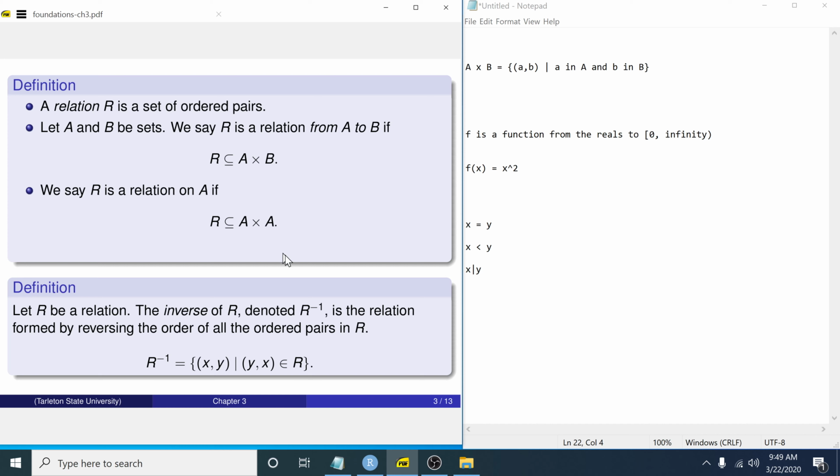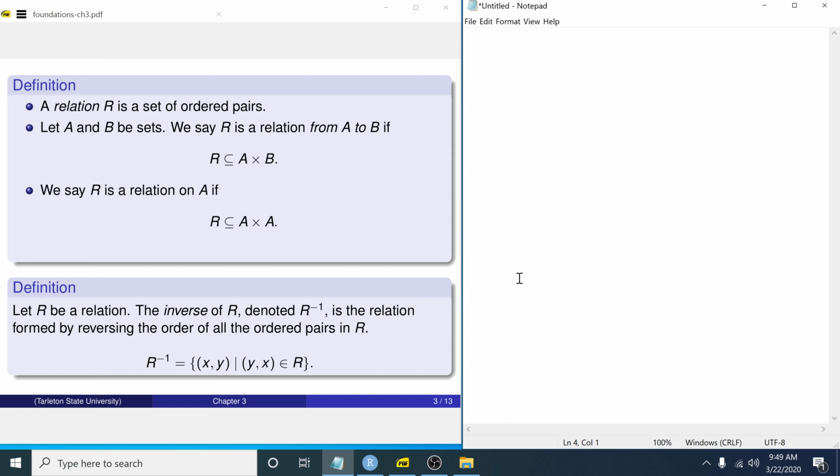Okay, now before going on to the next slide, there is a concept down here that's interesting. It talks about if R is a relation, we define the inverse of R, which is written as R inverse, as the relation formed by reversing the order of all ordered pairs in R. And you can see the definition is here. R inverse is the set of all x, y such that y comma x is an element of R.